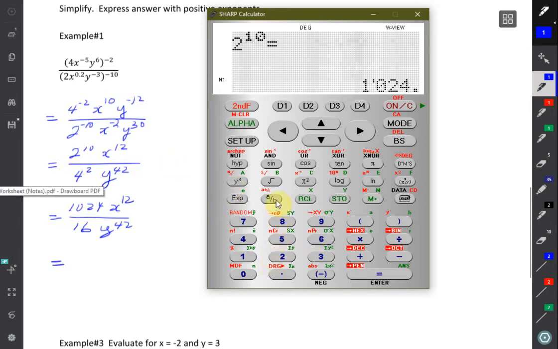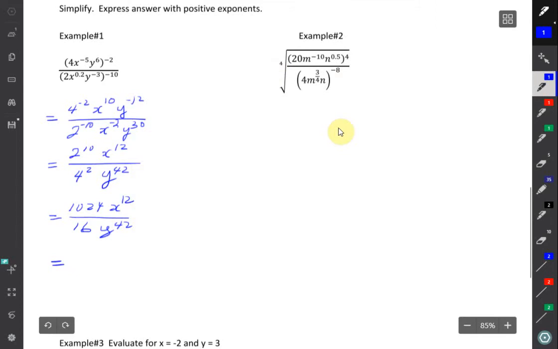If we take 10 to the 24, which I already have on my calculator, and I put that using the fraction button over 16 and press equals, I get that it actually goes in evenly. So it's no longer a fraction anymore. We get 64 x to the exponent 12 all over y to the exponent 42. And that's simplified.